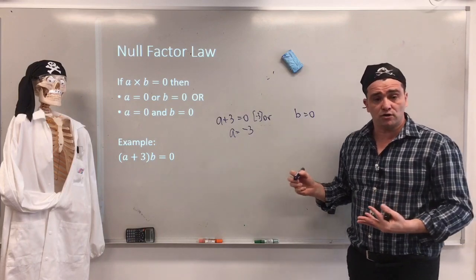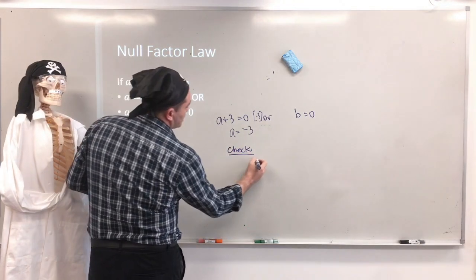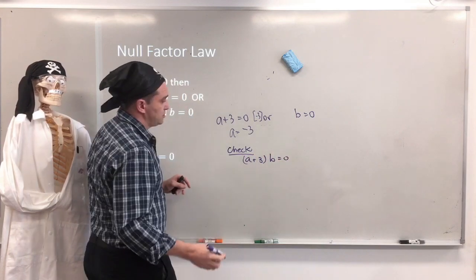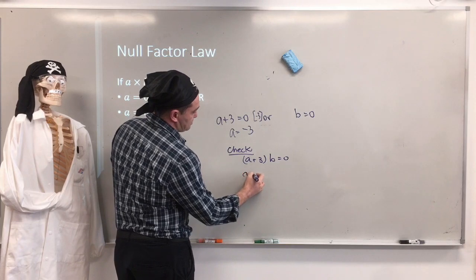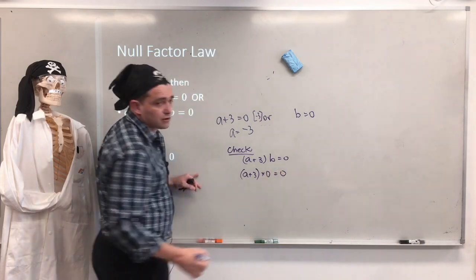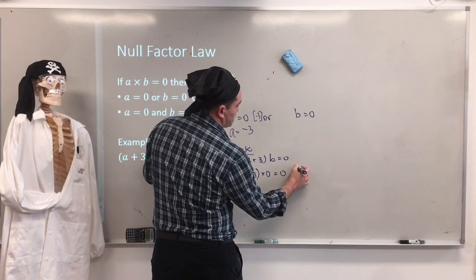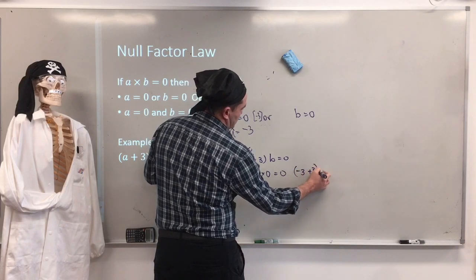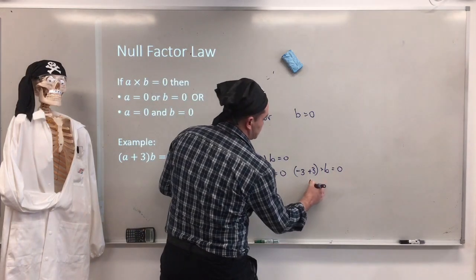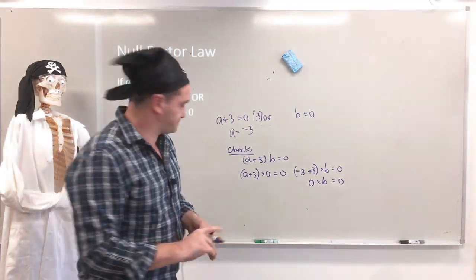So if we were to do a check on this, remember A plus 3 times B equals 0. Well, A plus 3 times 0 equals 0, so that would work out quite fine. Our other option was A, which was negative 3, plus 3 times B equals 0. Negative 3 plus 3 is 0, times B is going to equal 0. So it's going to work out for us.